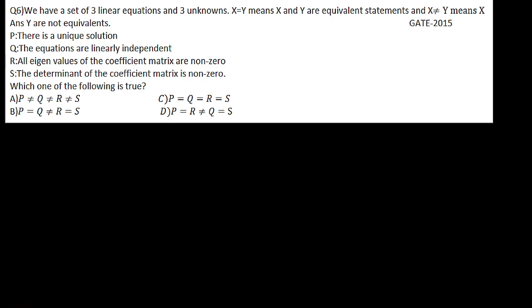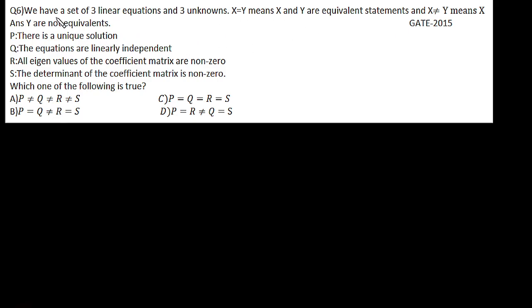Okay, let's solve question number 6. Question 6 says, if we have a set of three linear equations and three unknowns. Okay, we have three linear equations and three unknowns. And here, x equal to y means x and y are equivalent statements, and x is not equal to y means x and y are not equivalent. So here we have been given the notation: what equal to and not equal to represent. Equal to represents that this P statement and Q statement are equivalent, and not equal to represents that this Q statement and R statement are not equivalent.